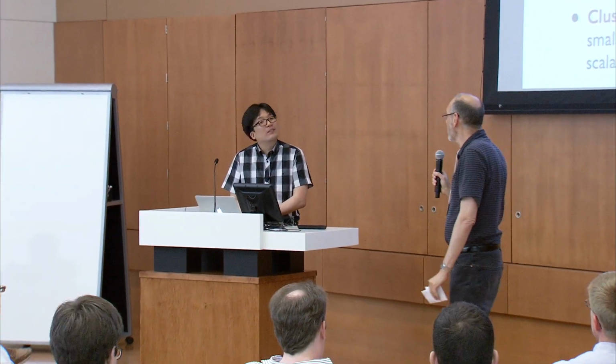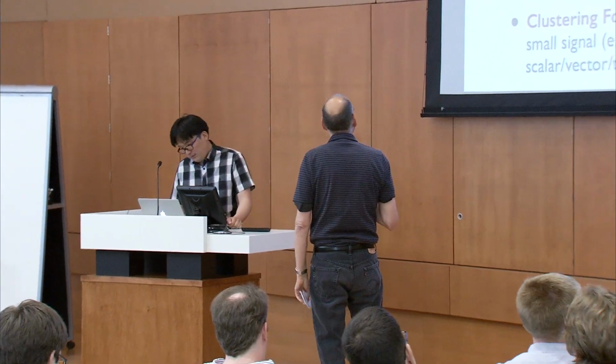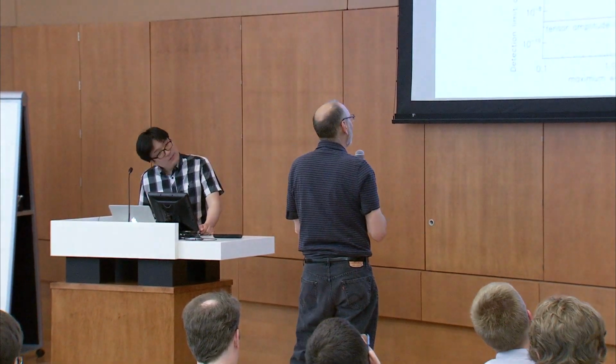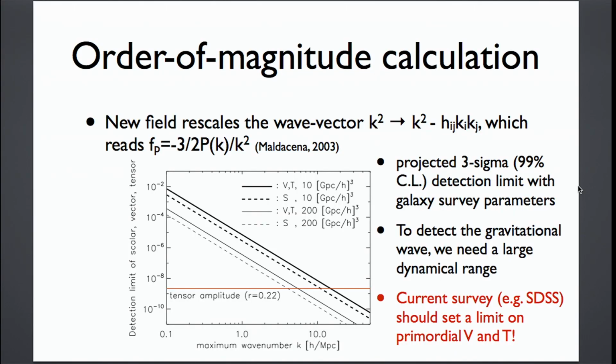I actually had one. So if you go back, you had that plot with r across the surveys. Yeah, right there. So how does that scale with r? Is it quadratic in r? I think it's linear. Oh, it's linear. Yeah.